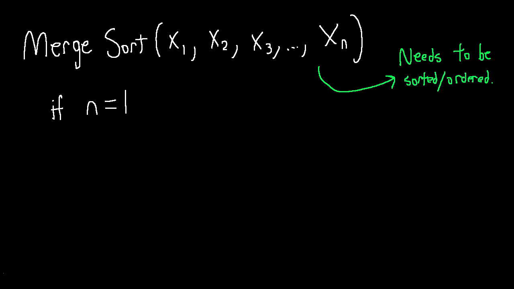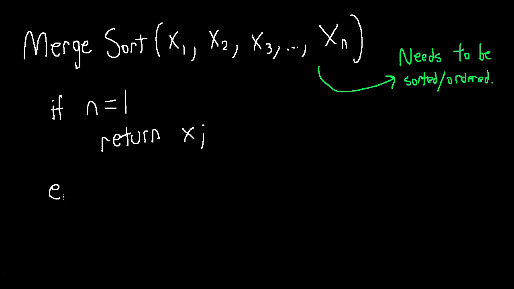So if n is equal to 1, right away we know that we're finished, right? That means that one value standing on its own is going to be sorted. So we will return that value. n is the number of values, x is that value. So if 7 is the one value you have, you will return that value of 7.